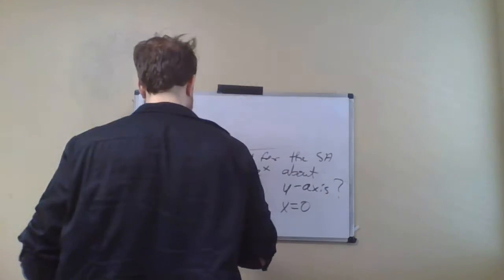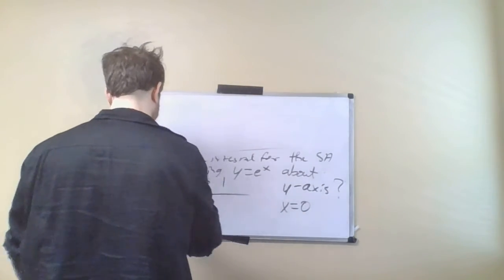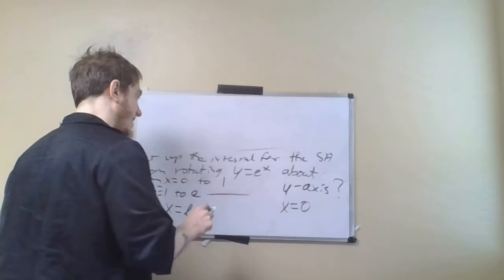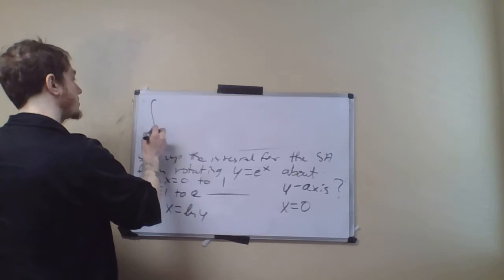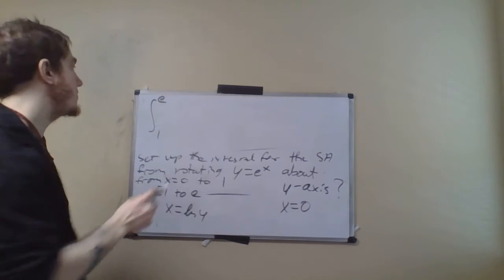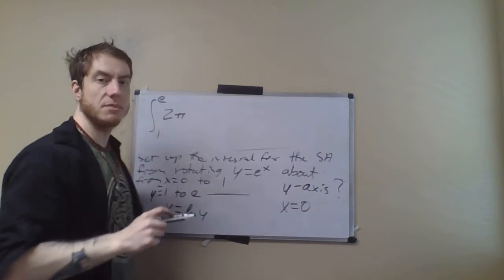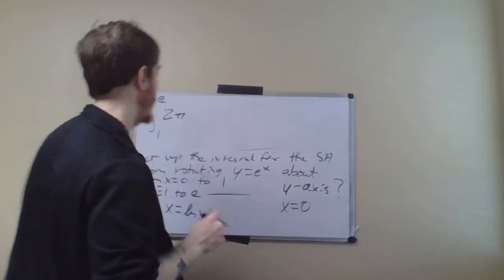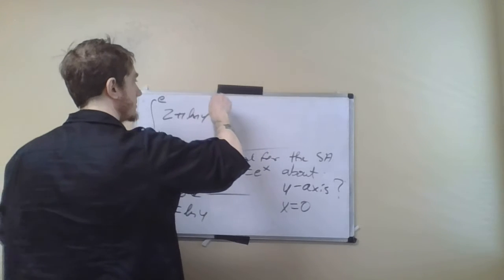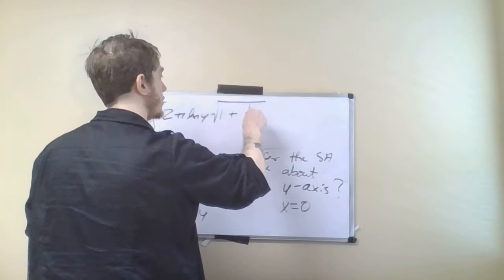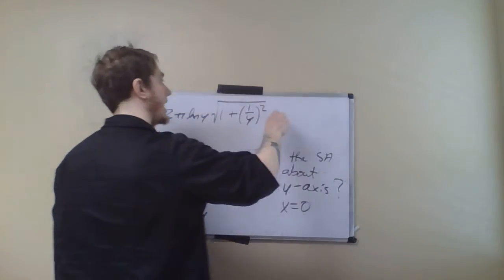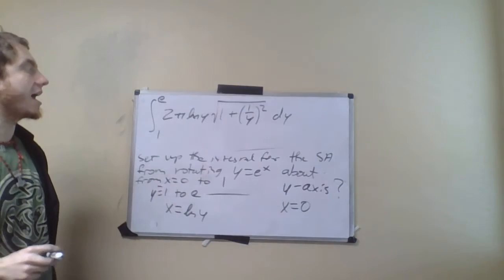So y is going to go from y equals 1 to y equals e. So we're going to have the integral from 1 up to e, and then we're going to have 2 pi times the radius here, and the radius in this case is going to be the log of y, times the square root of 1 plus 1 over y squared. That's the derivative of the radius. And then we are integrating this over dy.